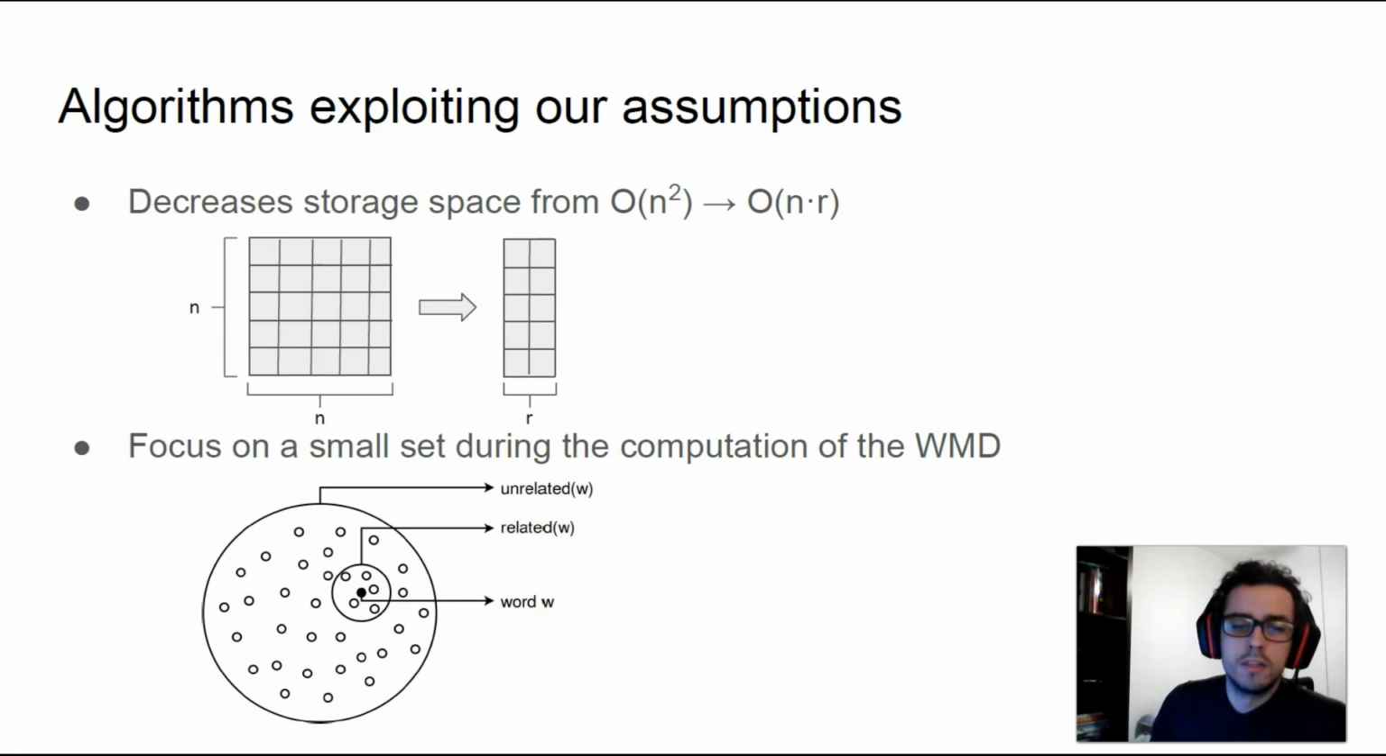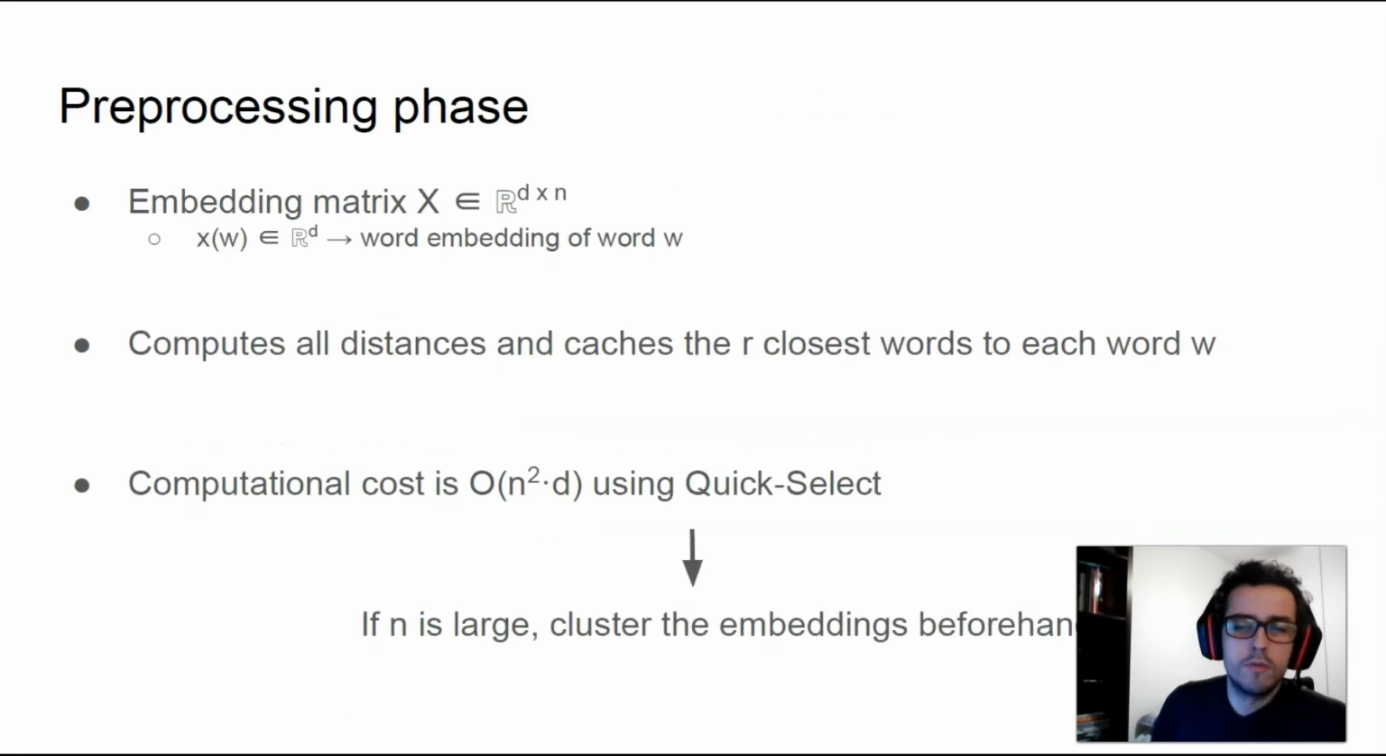The first one is that it decreases the storage space for the cache from n squared to nr. And the second one is that by focusing only on the related pairs, we can gain some speedup for the methods mentioned at the beginning of this presentation, and we will show how to do this for the Relaxed Word Mover's Distance. But first we have to see how to compute the cache, and this is very straightforward.